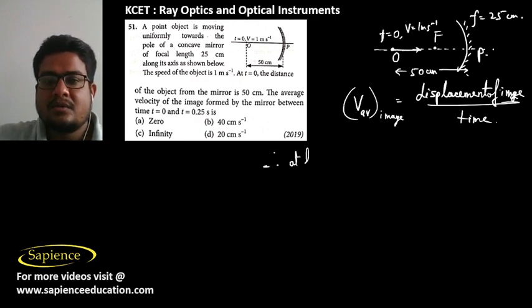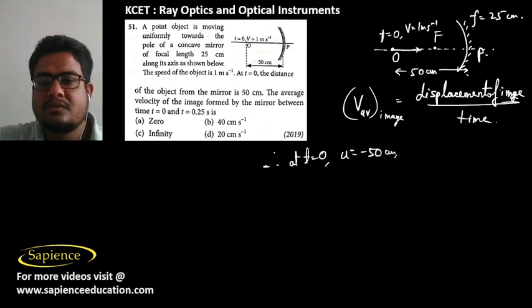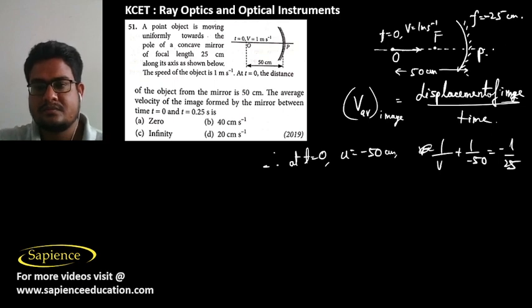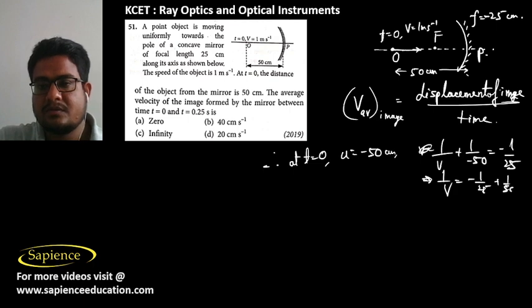So at t equal to 0, u is minus 50 centimeter. Therefore, we have to find v. 1 by v plus 1 by u equals 1 by f. The focal length will be minus 25 since it is a concave mirror, so it is equal to minus 1 by 25. Therefore, 1 by v will be equal to minus 1 by 25 plus 1 by 50. We can write this as minus 2 by 50 plus 1 by 50, so it will be minus 1 by 50. So v will be equal to minus 50.